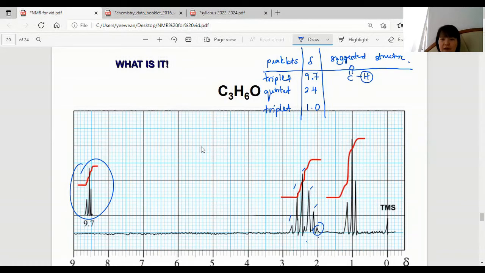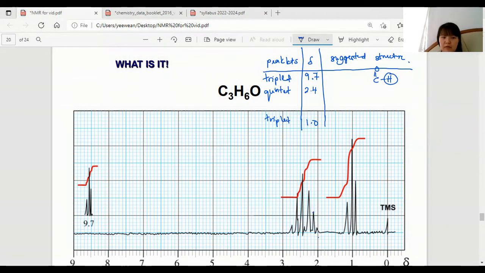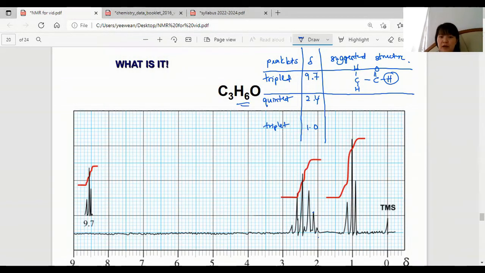I'll circle that, not to mix it up with the neighbors. So since it's a triplet, 3 minus 1, it has 2 neighbors. I'm not going to circle the neighbors, so we won't get mixed up. So this set of peaks is for this proton here. Next, I need to figure out the other 5 protons.